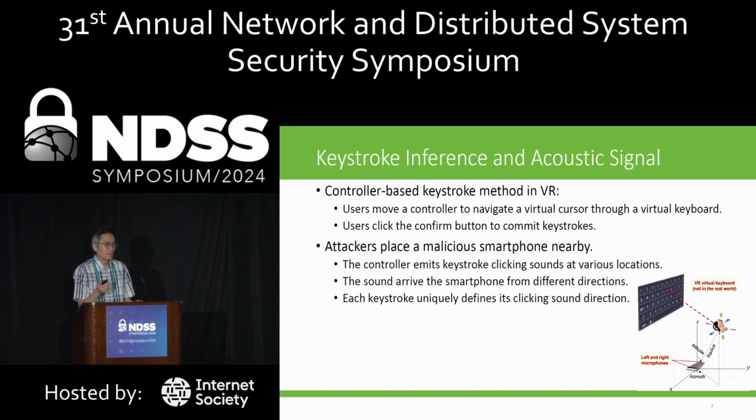The attacker, assuming they already have a smartphone nearby to record the sound, will see that each key on the virtual keyboard occupies a unique spatial position. So the direction of arrival from the controller keystroke to the smartphone will also be unique. That means that if we can somehow analyze this sound to capture the direction of arrival, we can associate it with the key's identity.